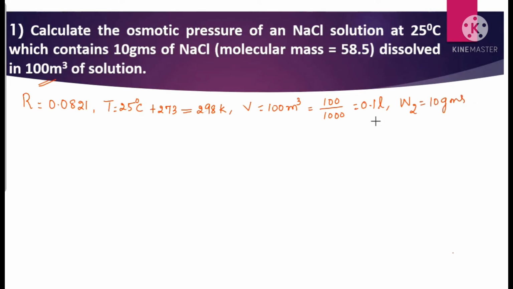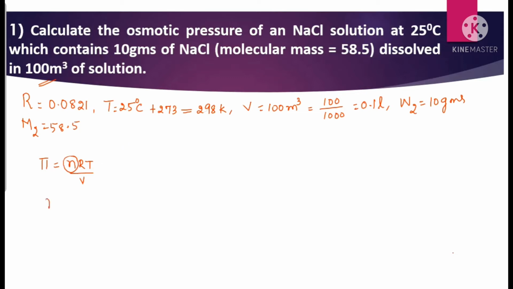Okay, and then the molecular mass of NaCl is also given, that is 58.5. Now we shall see the problem, how to find the osmotic pressure. Let us write the formula first. Pi is equal to nRT by V. So we are in need of n. Actually n is not given here; W2, M2, R, T, and V are there, but we do not have n. So we should calculate n.